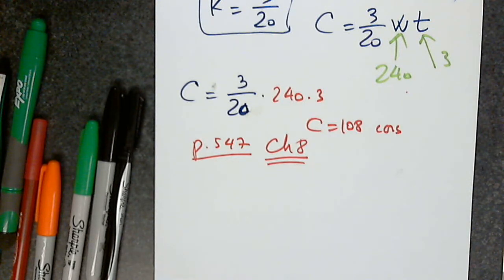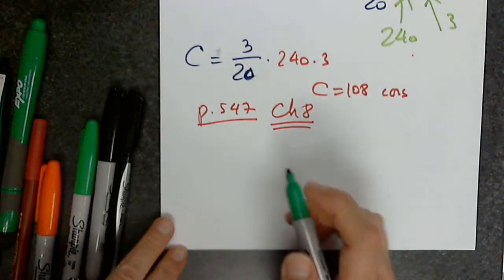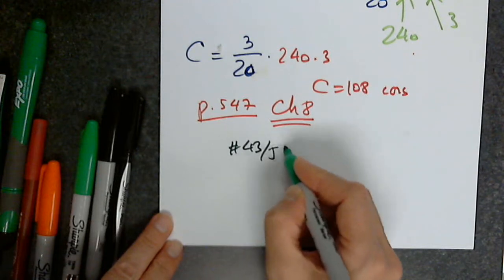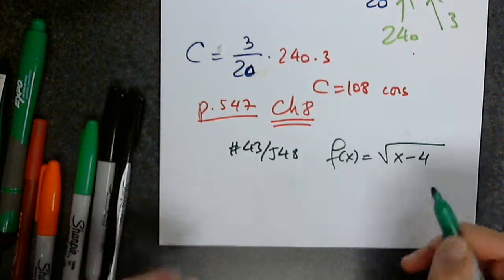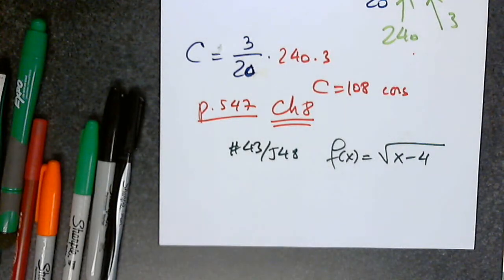Okay, I would like to start by graphing 43 on page 548. We're given f of x equals the square root of x minus 4. We're asked to graph this. And furthermore, I'm going to ask you not just to graph it, but also find the domain and range. The domain is mandatory, but also find the range. Ready?